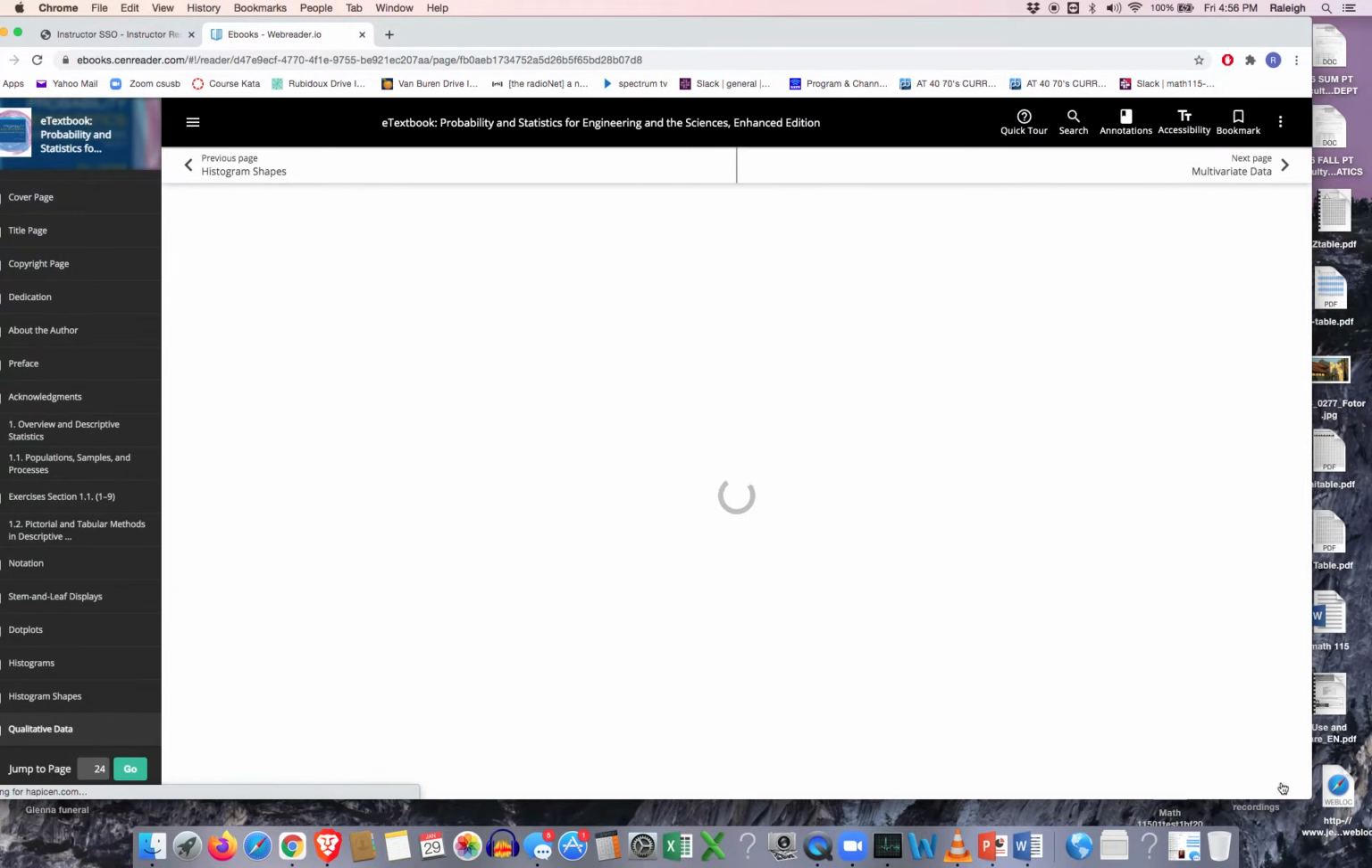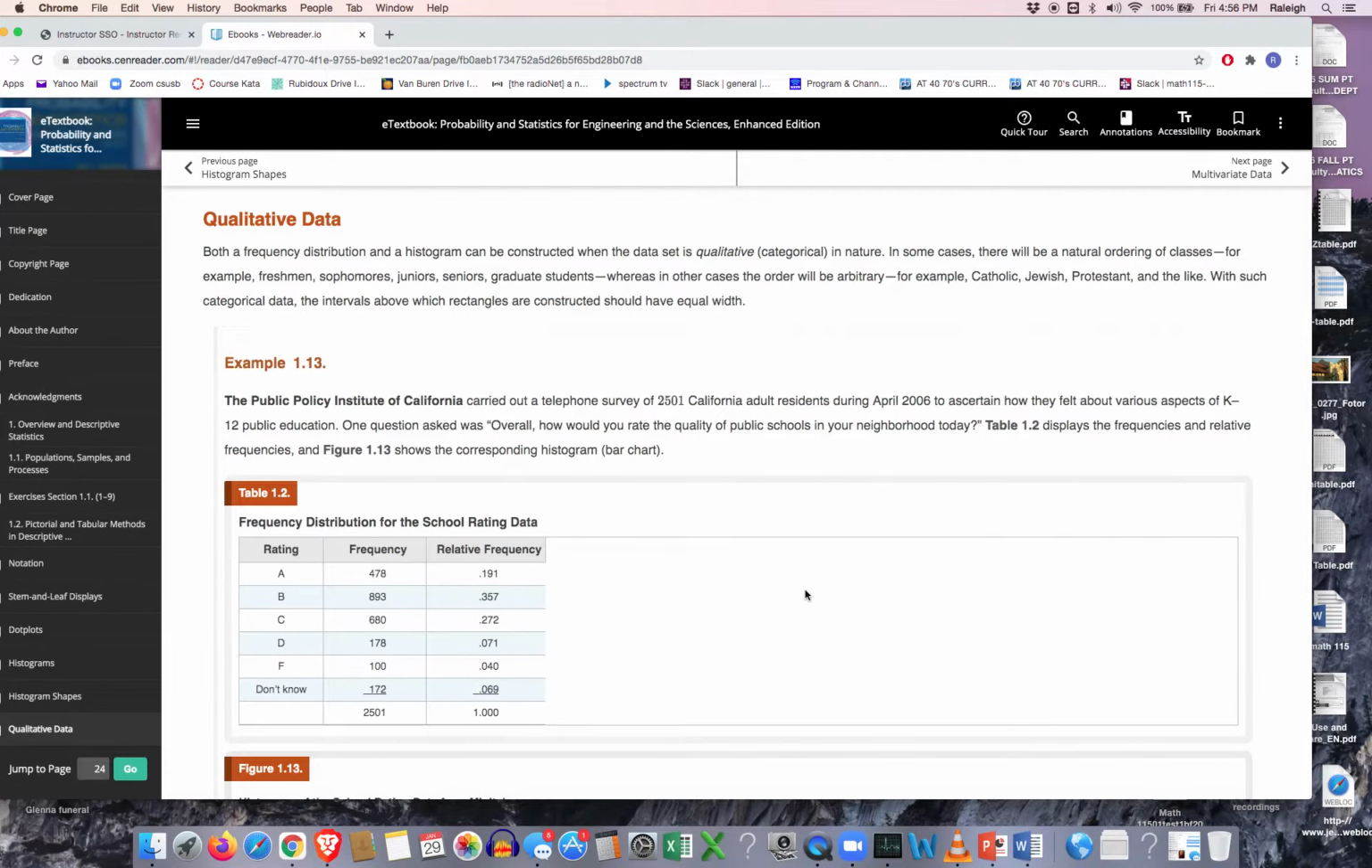Let's move on to qualitative data. This one has to do with the end of 1.2. Here we are, and categorical is the same as qualitative data, and you could put data down for a school rating between A and F. So apparently we get to grade the schools this time instead of them grading us. We get to grade them, and so we see that apparently B is a very popular one, looking at the relative frequency or just the total frequency if you'd rather do that.